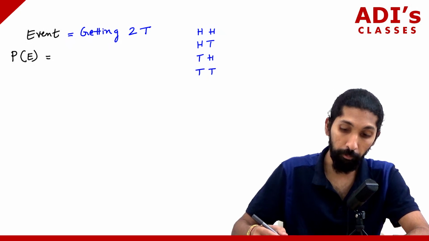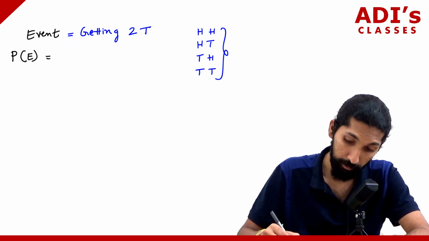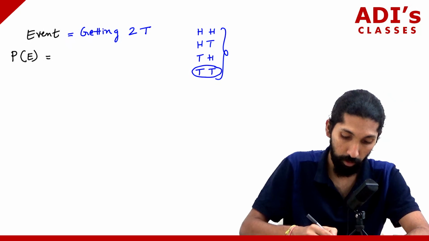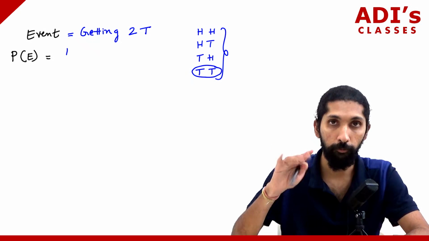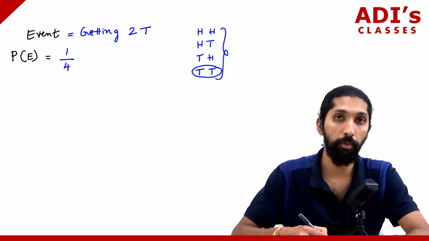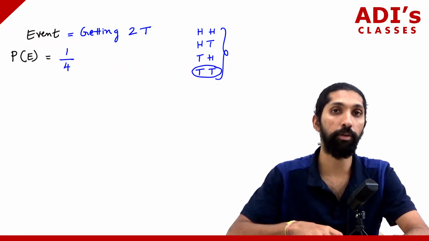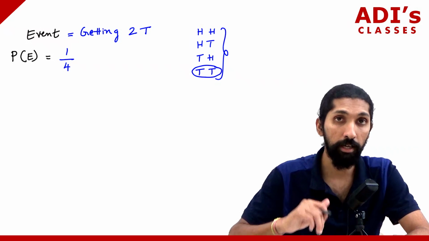Now look at the number of times. The number of times two tails occurs is just one. So it's 1 out of how many? 4. So it's 1 out of 4. So the probability of that event E happening is going to be 1 by 4. Can we generalize this?